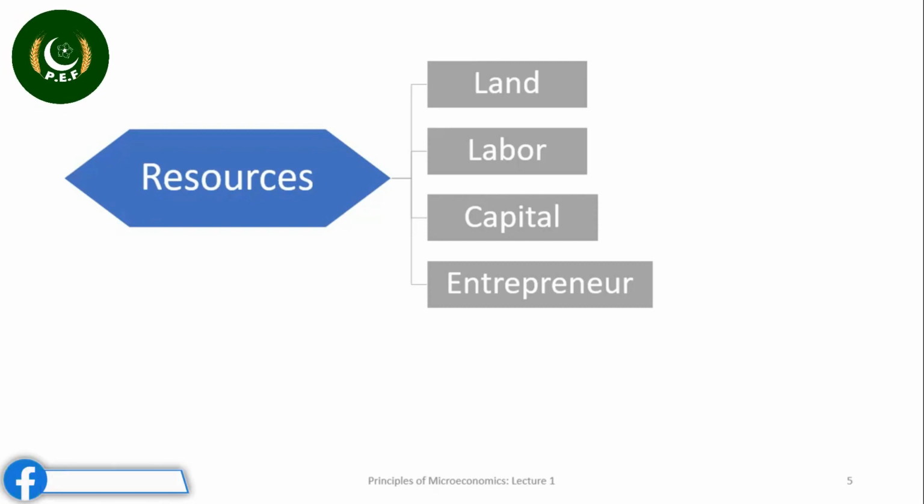Last is entrepreneur or organization. Entrepreneur or organization represents a body or a single person, I mean, a single person or a group of people who take all the decisions, and with every decision, there is a risk involved. So we can say these are the decision makers and risk takers.